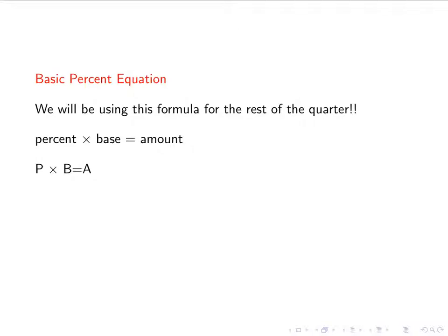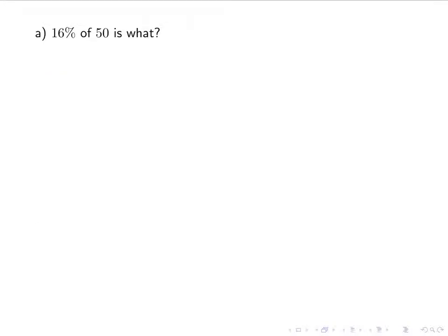And generally, we're going to see this in words versus an equation. So we have to remember a little bit about converting between English to math. When I see the word of, that means multiplication. When I see the word is, that means equals. So we're going to have some examples. 16% of 50 is what?